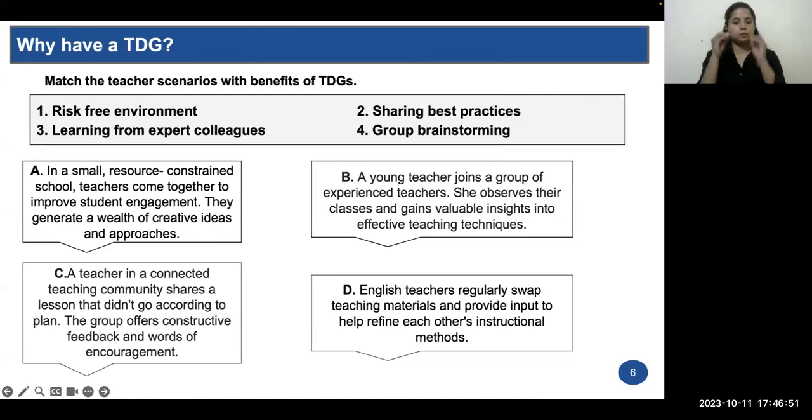B, a young teacher joins an experienced group of teachers. She observes their classes and gains valuable insights into effective teaching techniques. C, a teacher in a connected teaching community shares a lesson that did not go according to plan. The group offers constructive feedback and words of encouragement. And the final is D, English teachers regularly swap teaching materials and provide input to help refine each other's instructional methods.